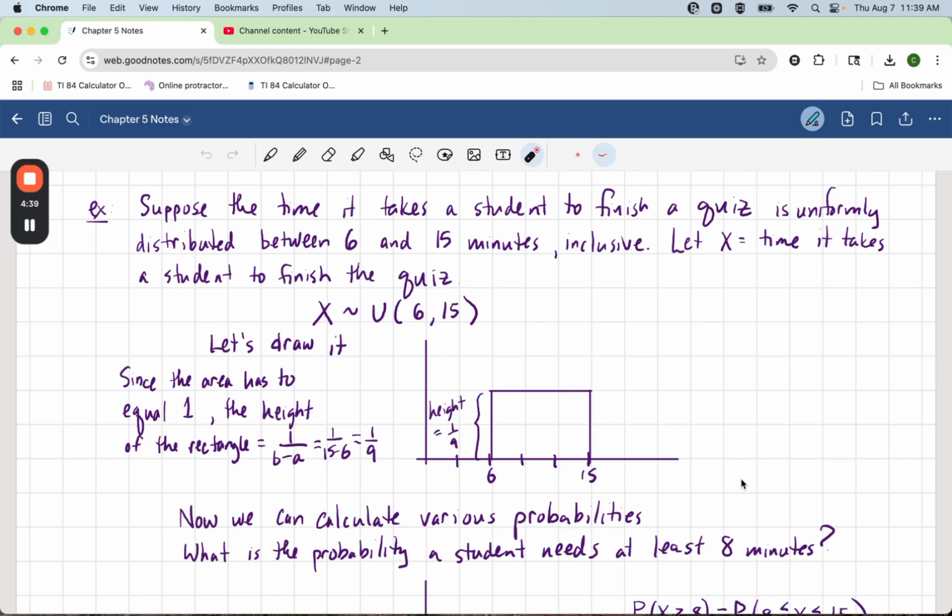So the area of that rectangle has to be 1. So if you take the length 9, multiply by the height 1/9, that equals 1. So now we can calculate various probabilities.